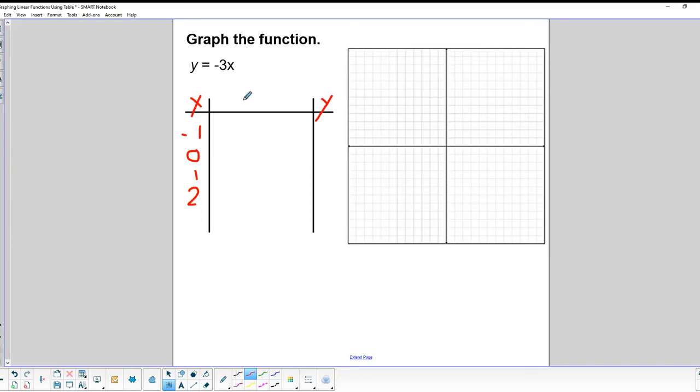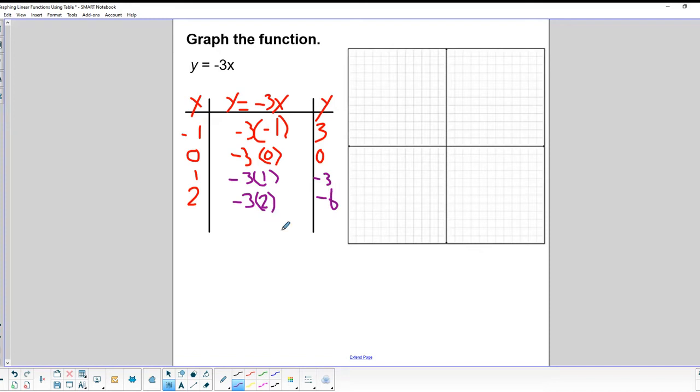So our outputs would be y is going to equal whatever happens when we multiply the input by -3. So -3 times -1 equals 3. -3 times 0 equals 0. -3 times 1 equals -3. And -3 times 2 equals -6. So let's graph those.